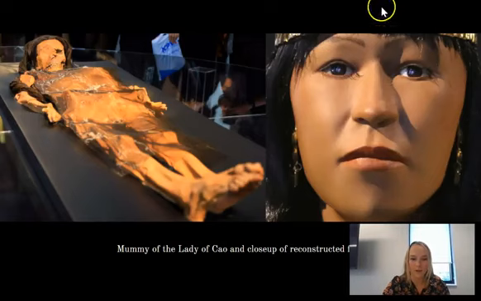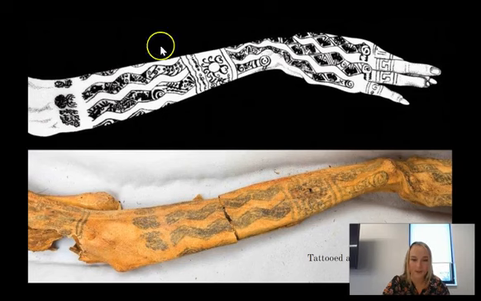This is a close-up of the reconstructed face that scientists in Peru have managed to reconstruct using forensic scans and analysis of her remains. Here you can see some of the tattoos. This is what her face probably would have looked like in real life. And here's a close-up of those tattoos that show a lot of the magic symbols of serpents and spiders along her arm, along her fingers.